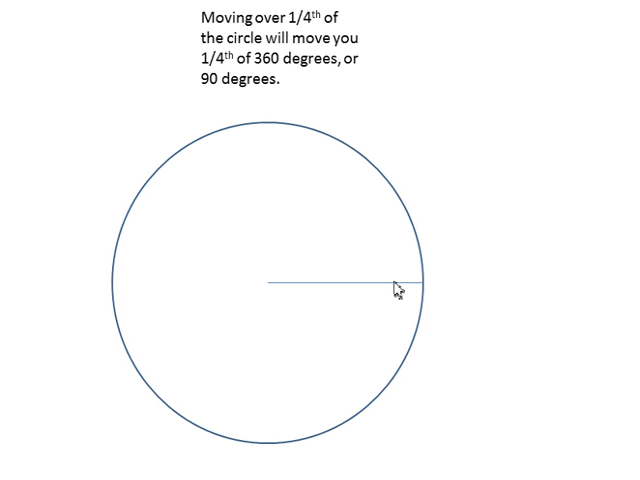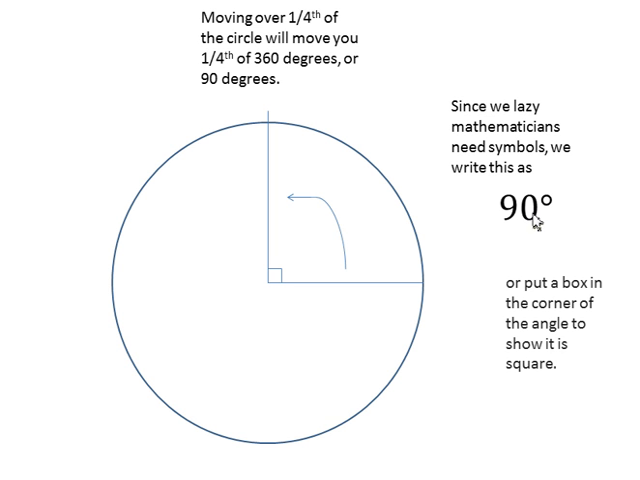Well, let's say we want to move this angle over 1/4 of a circle. That will give us 1/4 of 360 degrees, or 90 degrees. And so we use 90 and put this little symbol here for degree. Now, this is a really special angle, so we give it its own little picture right here, this little box in the corner, which stands for a 90-degree angle.